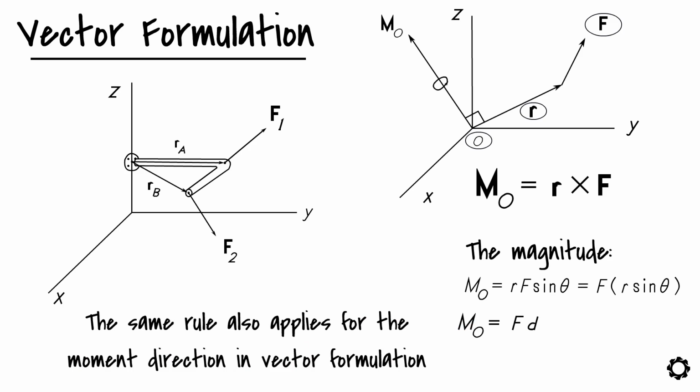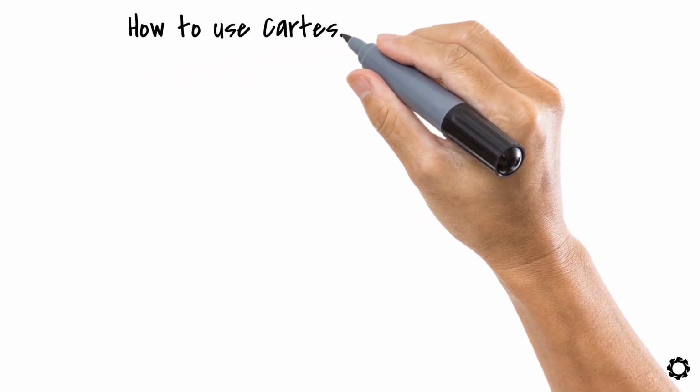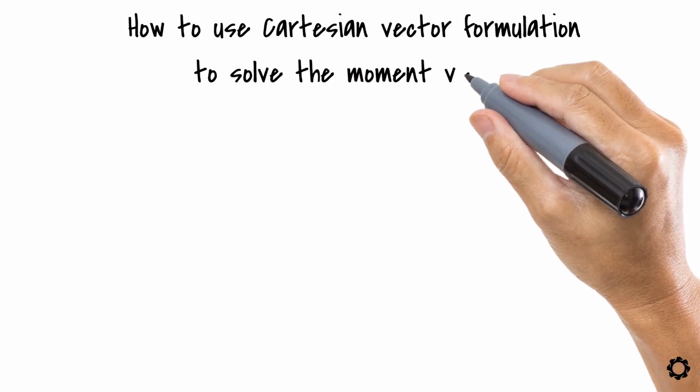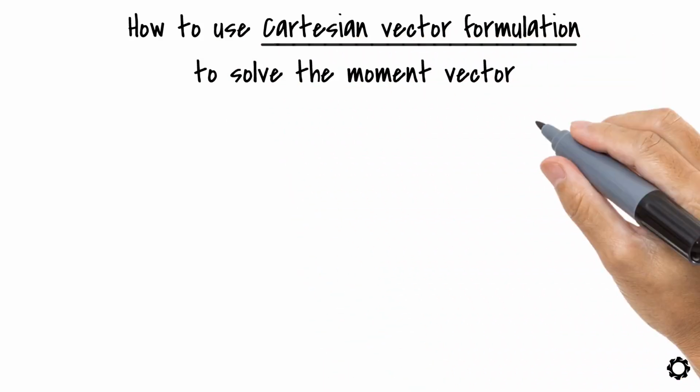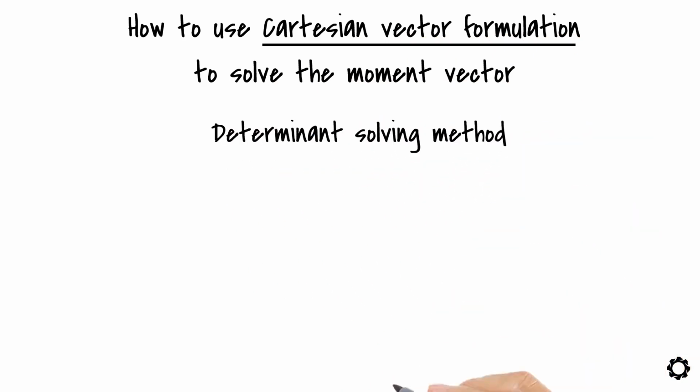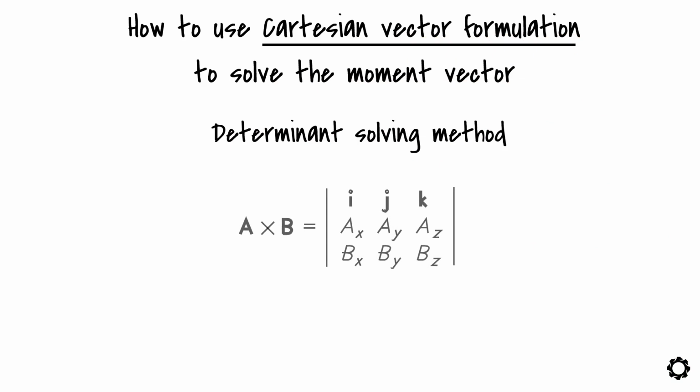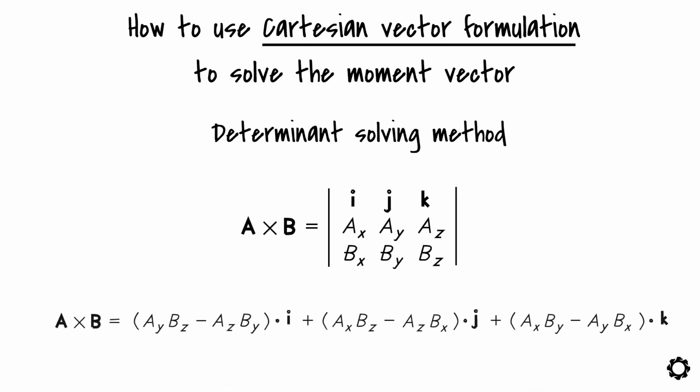One thing that we have not discussed yet is how to use Cartesian vector formulation to solve the moment vector. If you remember from the earlier video, we established how to solve the cross product between 2 vectors. We normally use Cartesian vector formulation and the determinant solving method to solve this kind of problem. As a reminder, we had the following determinant, which leads to the following solution.